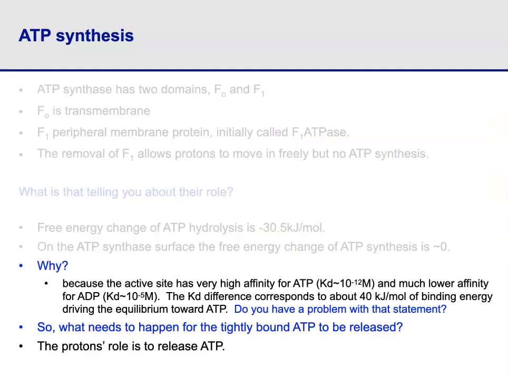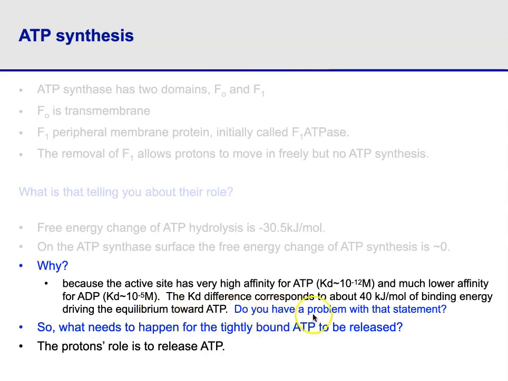Again, why is that? The reason is because the active site has a very high affinity for ATP. Kd is about 10 to the negative 12 molar. That's picomolar, basically. Very high affinity compared to ADP, which is about 10 to the negative 5. And then there's this statement in the textbook: the Kd difference corresponds to about 40 kilojoules per mole of binding energy, driving the equilibrium toward ATP.